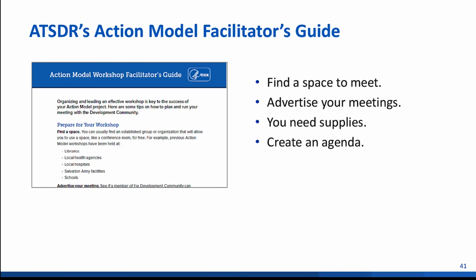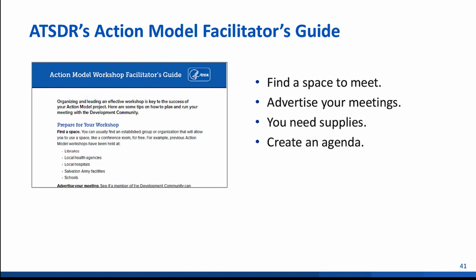Here again is ATSDR's Action Model Facilitator's Guide. It's 3 pages long. There are steps on how to prepare for your workshop. Find a space to meet. Sometimes we don't think about this, but you need a space to meet. We try to use libraries. In some communities, local churches or clinics have meeting rooms.